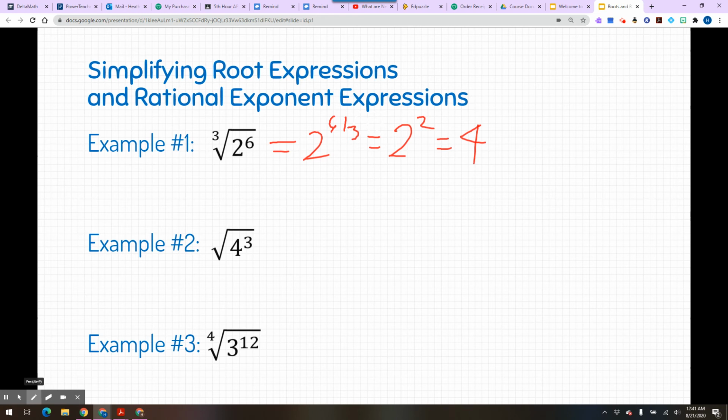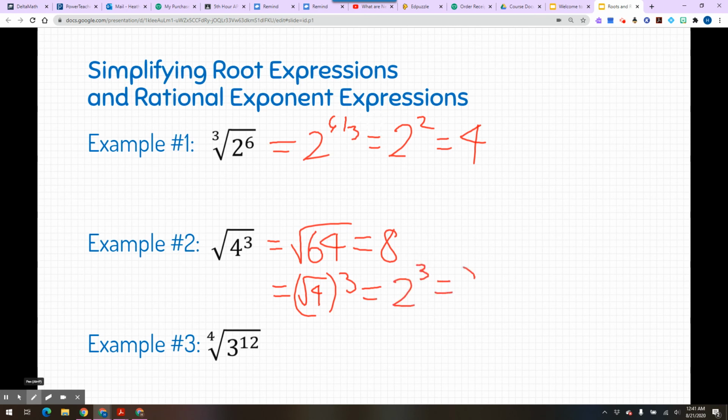In the second example, you can do one of two things. You can either say, I know that 4 to the power of 3 is 64, and the square root of 64 equals 8. Or you can also say that you know the square root of 3 is equivalent to the square root of 4 cubed. I like this method because oftentimes it'll take a large number, and by taking the square root, make it much smaller.